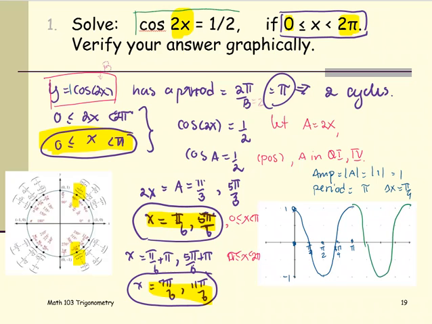To solve this equation, that means we're going to find the intersection points of the graph of y equals cosine 2x and the line y equals 1/2. So this is 1/2, and we draw the line y equals 1/2. We can see that there are 4 intersection points from angle 0 to the angle 2 pi.